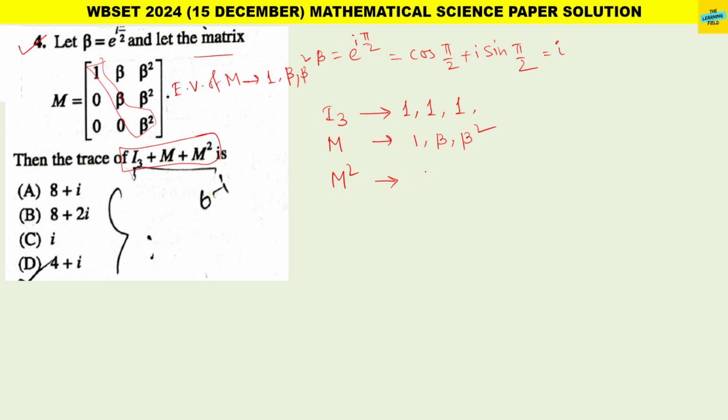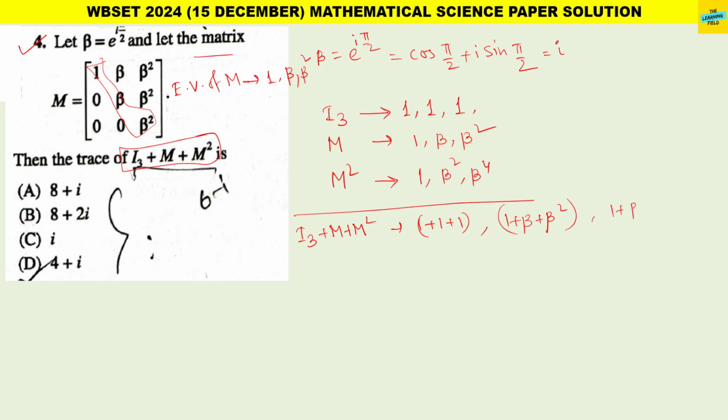So the eigenvalues of M square will be 1, beta square and beta to the power 4. That means the eigenvalues of I3 plus M square are what? 1 plus 1 plus 1, this is one eigenvalue. Then 1 plus beta square, this is one eigenvalue. And 1 plus beta to the power 4, this is the third eigenvalue.